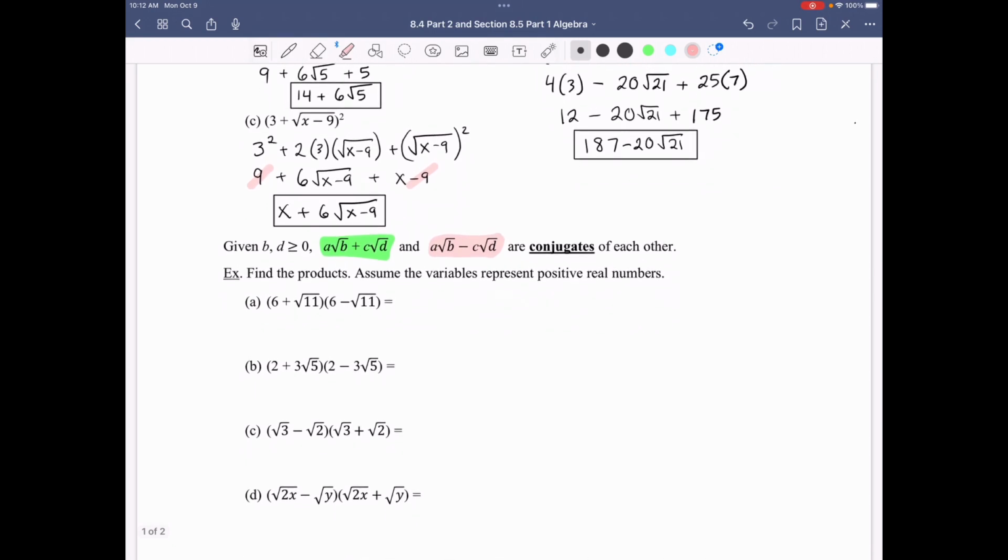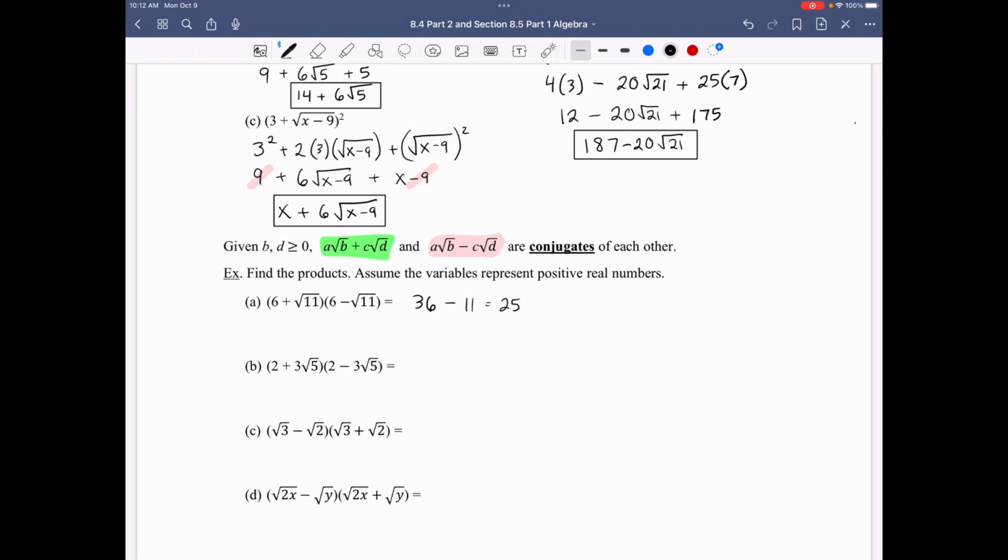Let's see what happens. When we multiply conjugates, it looks like a difference of squares, and it is. So this becomes 6 times 6 is 36, minus the square root of 11 squared, which is just 11, and that equals 25.